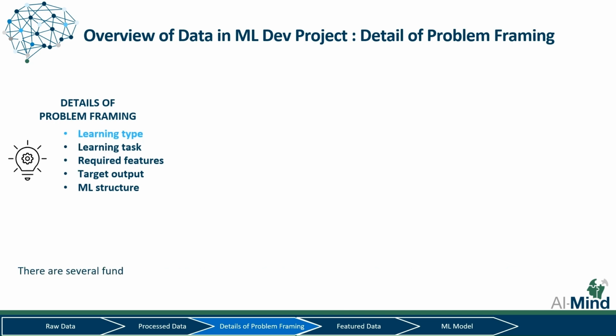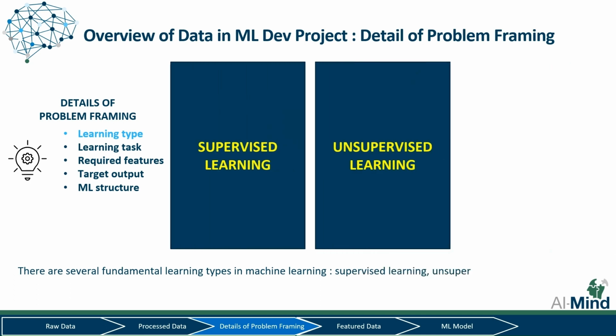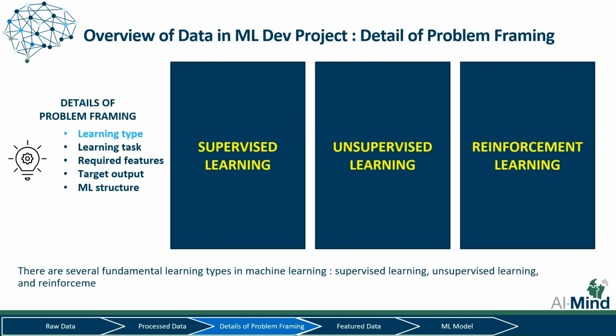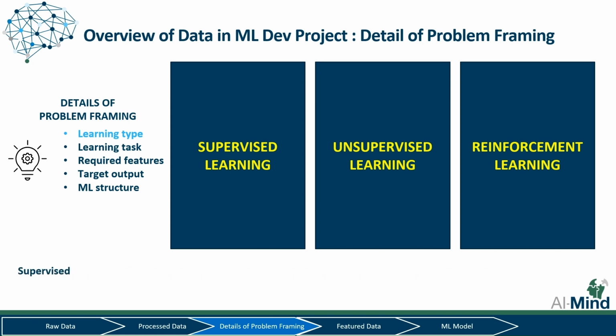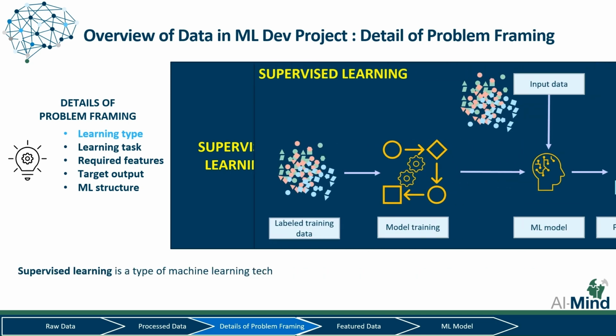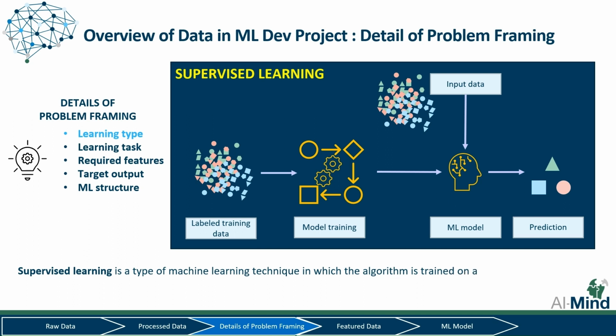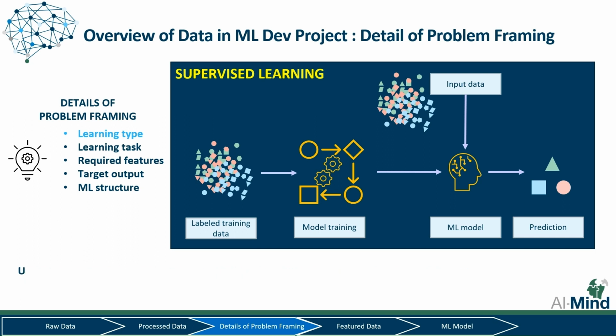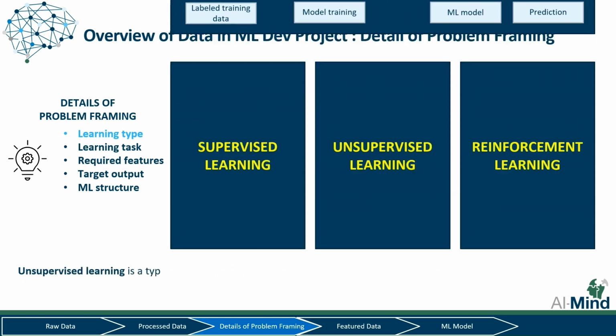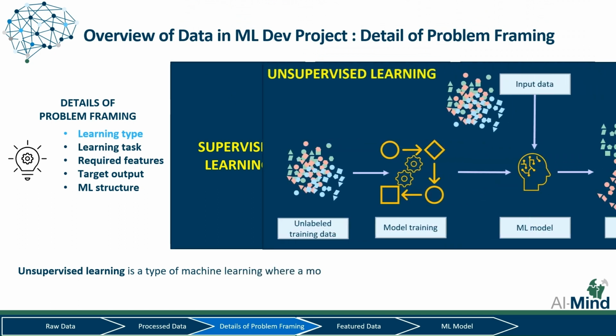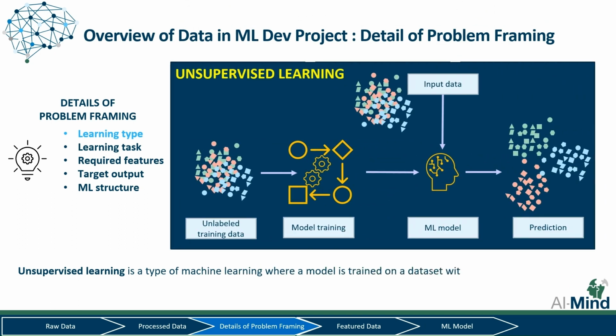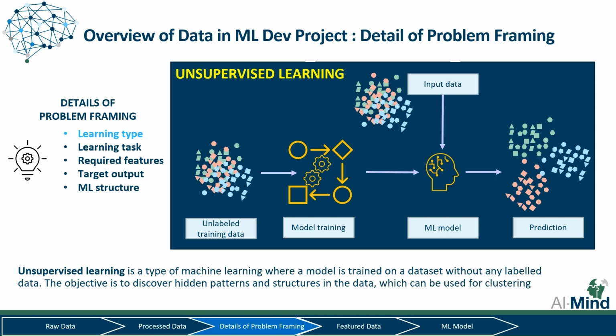There are several fundamental learning types in machine learning: supervised learning, unsupervised learning, and reinforcement learning. Supervised learning is a type of machine learning technique in which the algorithm is trained on a labeled dataset. Unsupervised learning is a type of machine learning where a model is trained on a dataset without any labeled data. The objective is to discover hidden patterns and structures in the data, which can be used for clustering and similar applications.